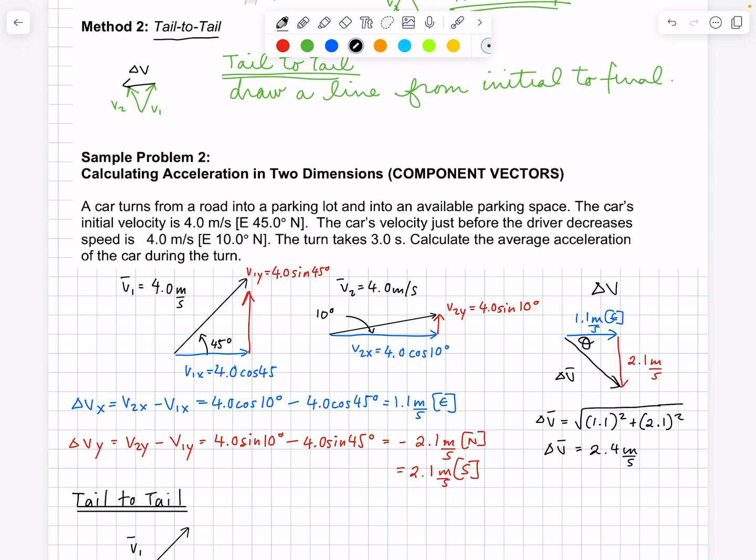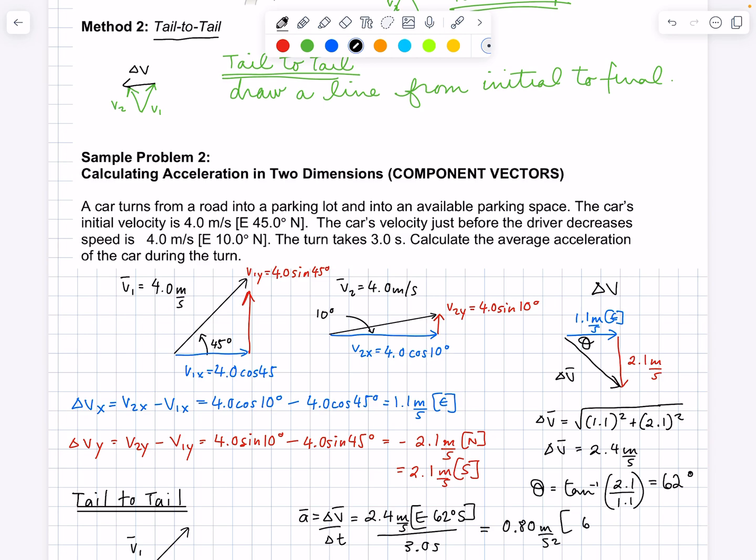To find the direction, we're going to use the opposite and the adjacent. This is the tan ratio. So theta equals inverse tan of 2.1 over 1.1. And we end up with 62 degrees. So we can find our acceleration, which is change in velocity divided by time. Our change in velocity is 2.4 meters per second, 62 degrees south of east, divided by an elapsed time of 3 seconds. If we punch this into our calculator, we get 0.80 meters per second squared, 62 degrees south of east.